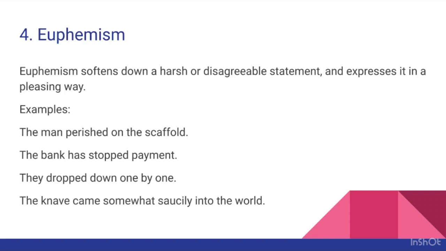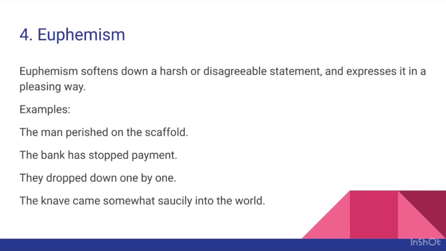Next example, the bank has stopped payment. So here, what is the harsh truth? The harsh truth is that the bankers have become bankrupt, but it is expressed indirectly and in an agreeable manner by the expression has stopped payment. The purpose of the speaker is to spare the feeling of his listener.